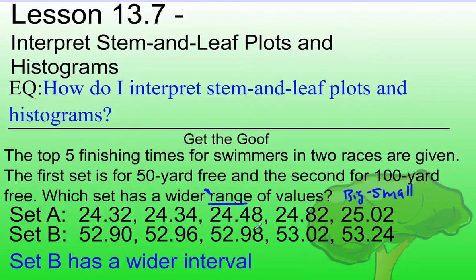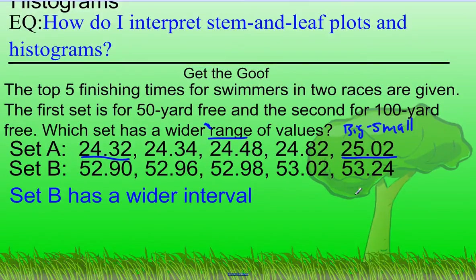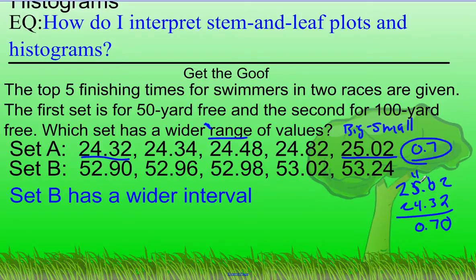So the biggest number in set A is 2502, and that would be the smallest. So to find the range of the set of numbers, you do a subtraction. Let's just do it by hand. 2502 minus 2432. Subtract, 0.7. So the range of set A is 0.7. So from the smallest number to the biggest, there's 0.7 numbers in between.